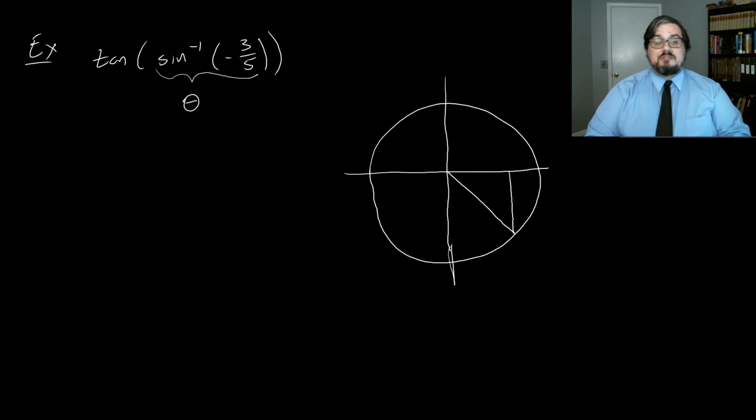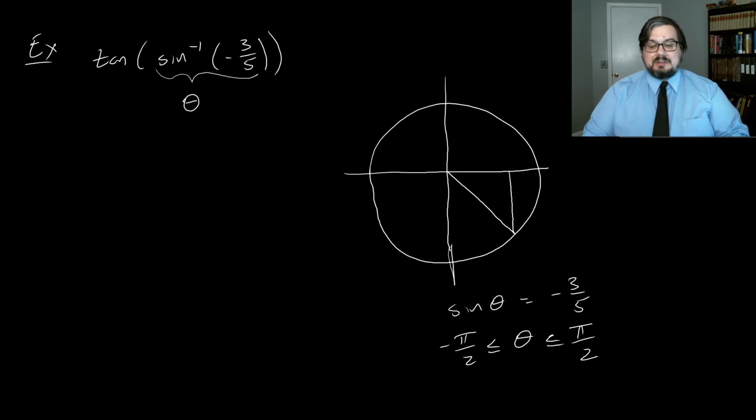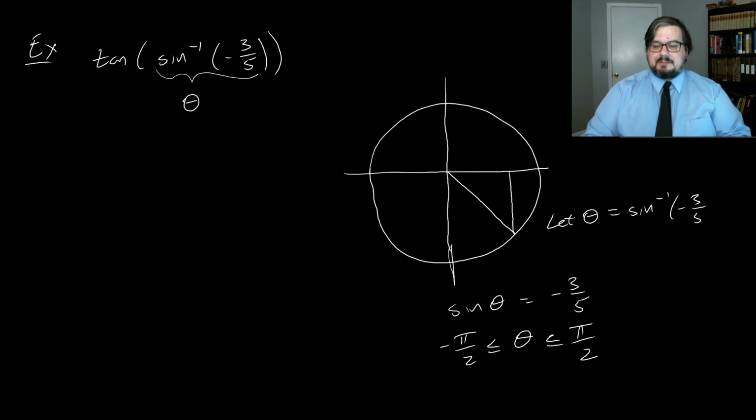because the inverse sine function always gives something in quadrant 1 or quadrant 4, and because we have that sine theta is -3/5, and theta is between -pi/2 and pi/2, that means that theta actually has to be down here in quadrant 4. So perhaps I should specify here that I'm saying let theta equal the inverse sine of -3/5.